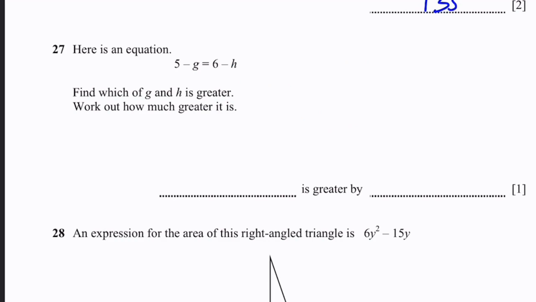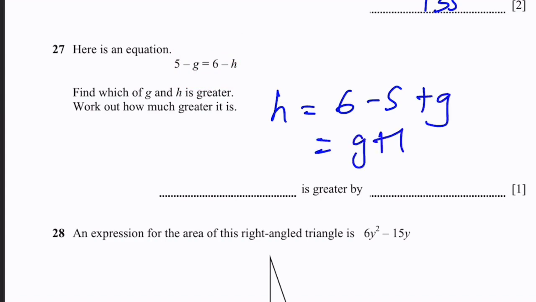Question 27. Here's an equation. 5 minus g is 6 minus h. Find which of g and h is greater. Find out how much greater it is. If we rearrange this, we bring h to the other side and both of these to this side. That means h is equal to 6 minus 5 plus g, which is equal to g plus 1. h is equal to g plus 1. That means h is greater by 1.